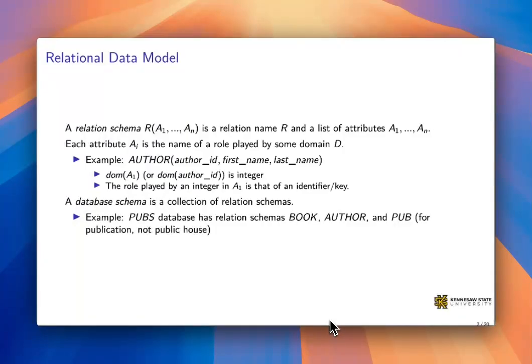A database schema is just a collection of related relation schemas. For example, if you had a pubs database, you would have relation schemas for things like book, author, and pub for publication.